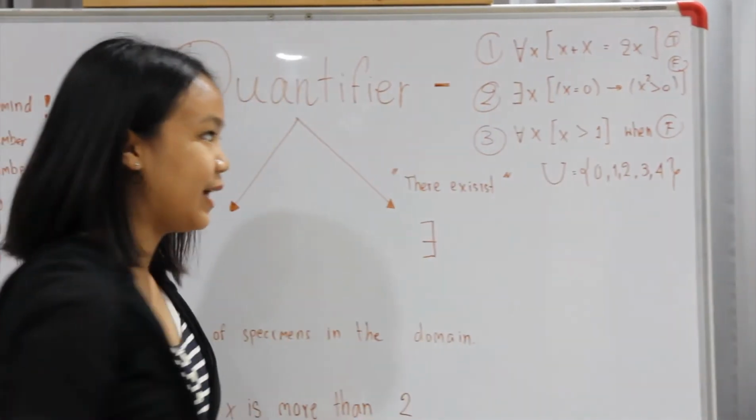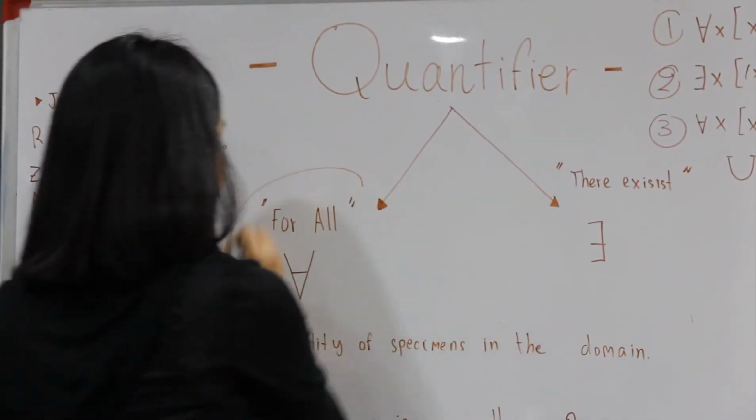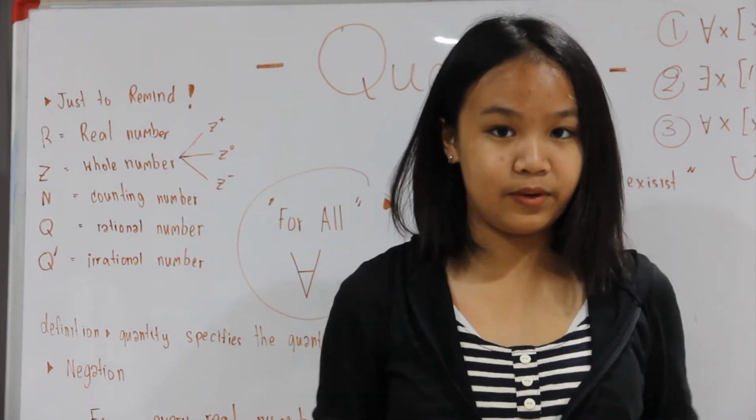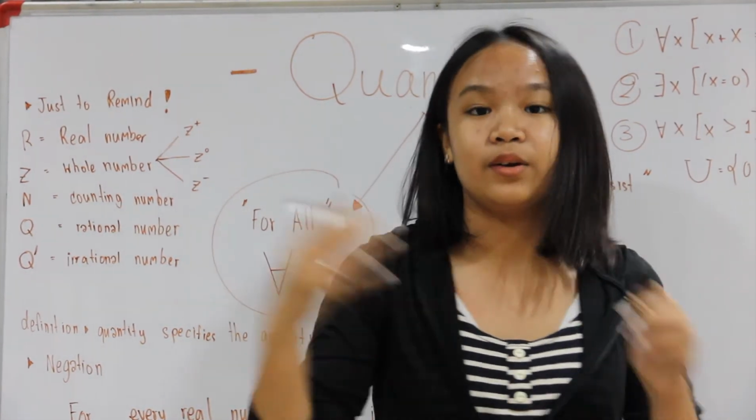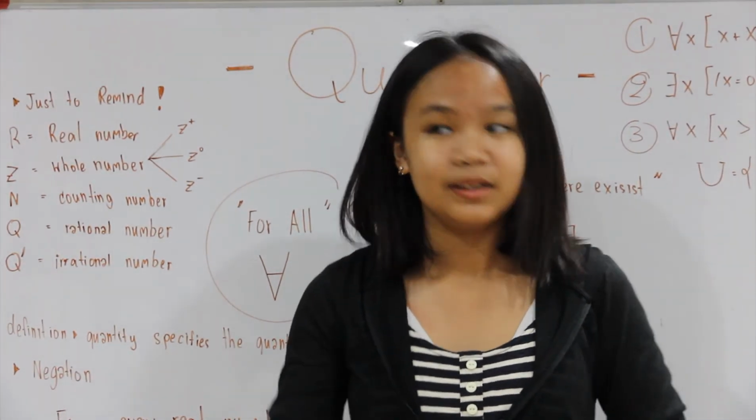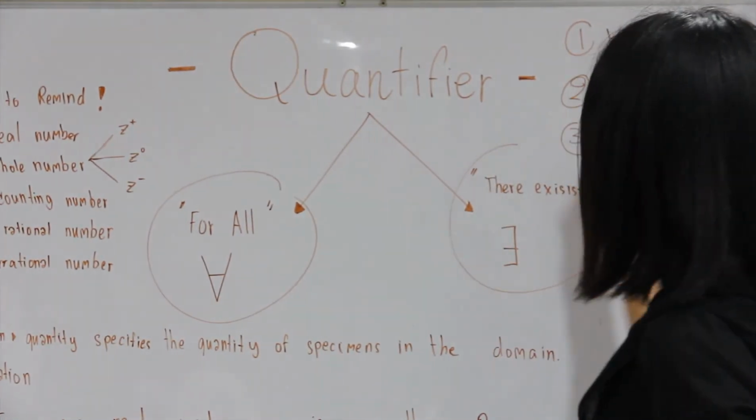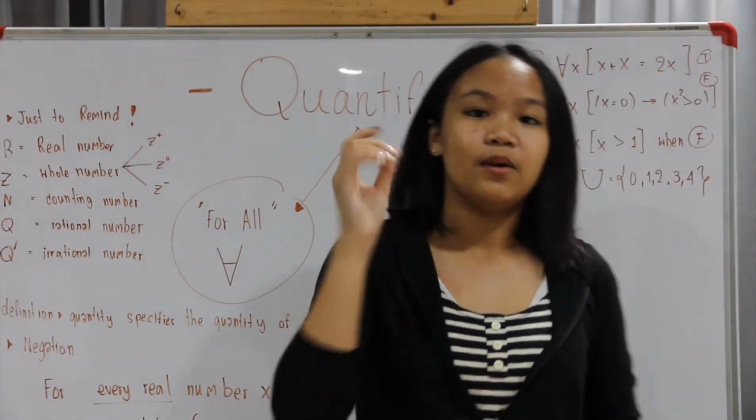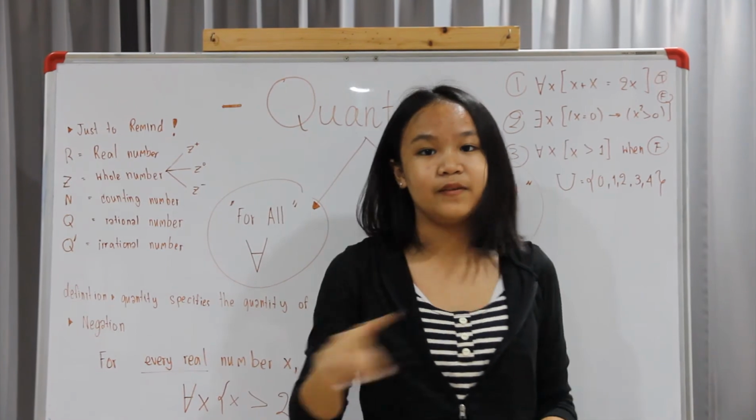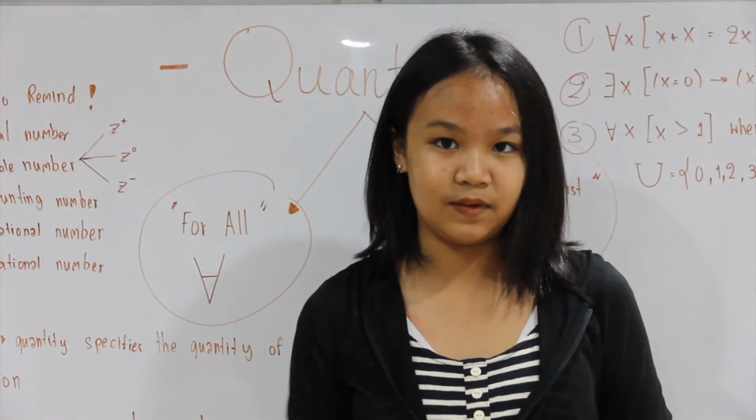Just for the summary, I want you to know that for all means every number in the universe has to be true in order for the statement to be true. But if one of them is false, that means it is already false. And for some, it means only one of them needs to be true for the statement to be true. But if all of them are false, that means everything is false.